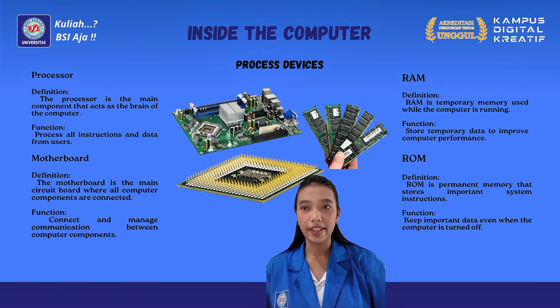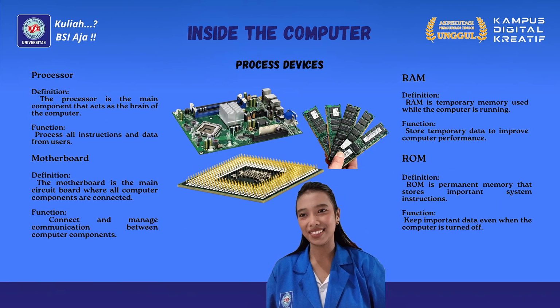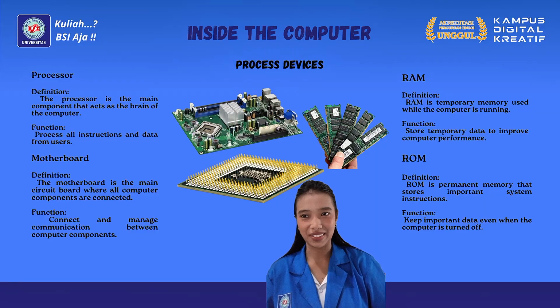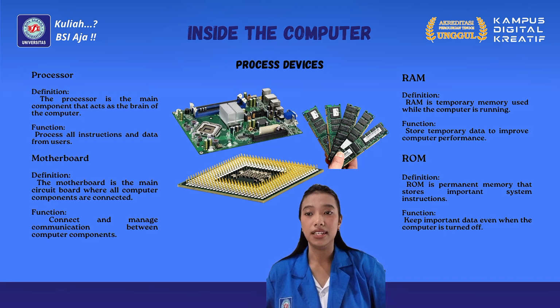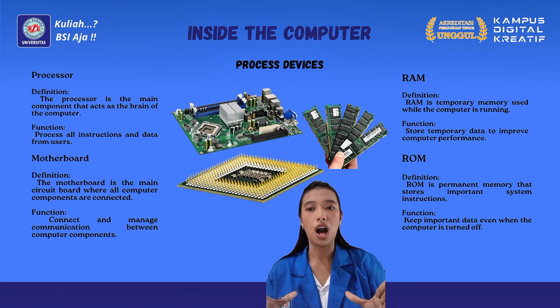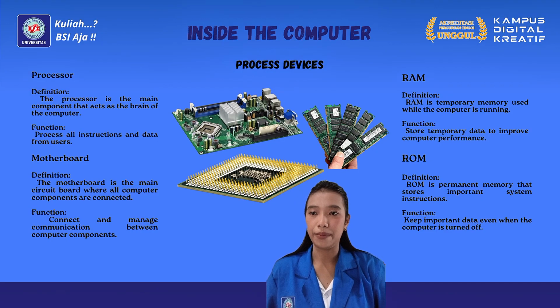Next, let's look inside the computer and learn about process devices. The first component is the processor. The processor is called the brain of the computer because it processes all instructions and data from user. The second component is the motherboard. The motherboard is the main circuit board that connects all computer components and manages communication between them.